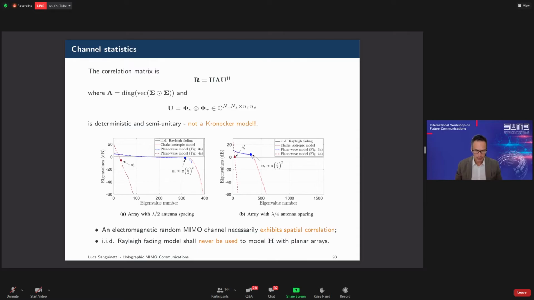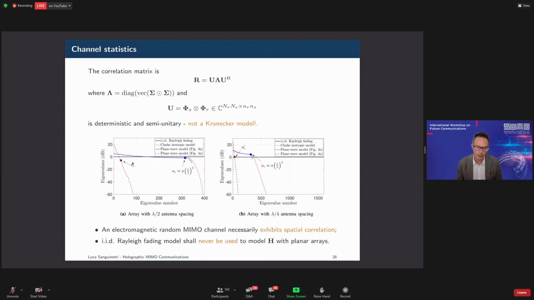The second observation is that if you compare the behavior of the eigenvalues with the independent and identically distributed Rayleigh fading channel model, which is quite common in the MIMO literature, they are quite different. This means that you should never use this model to model the channel matrix when you use planar arrays, because no matter what the isotropic or non-isotropic propagation conditions are, spatial correlation will occur because of the electromagnetic propagation principles.